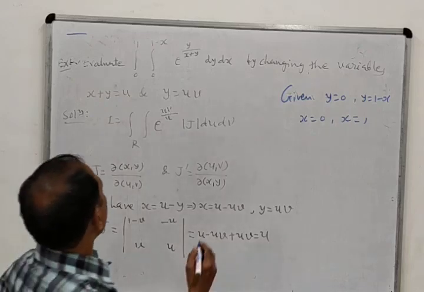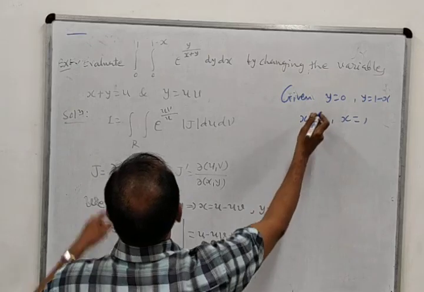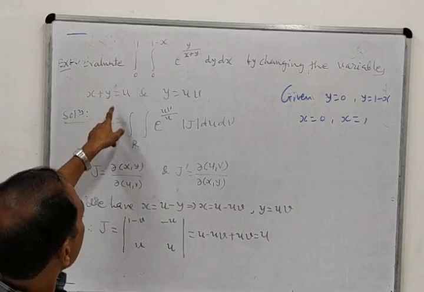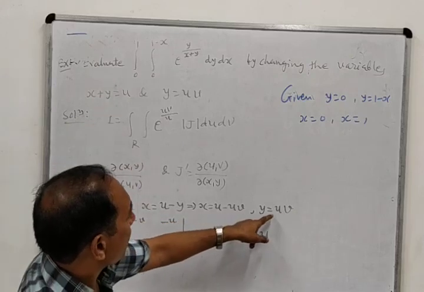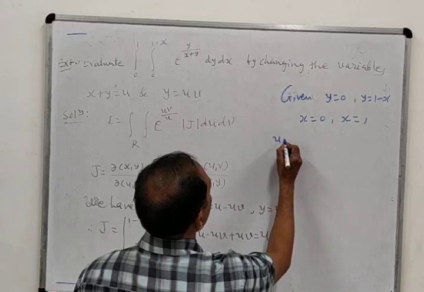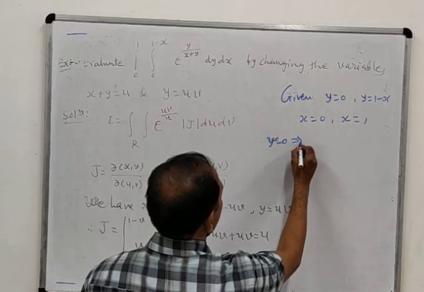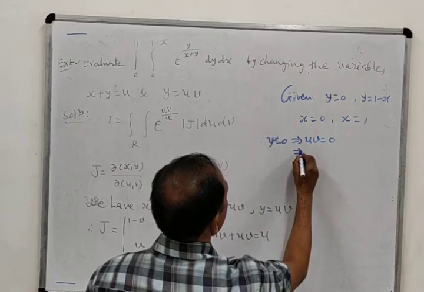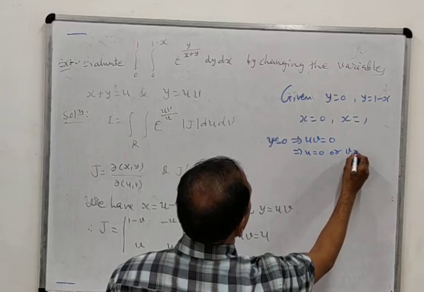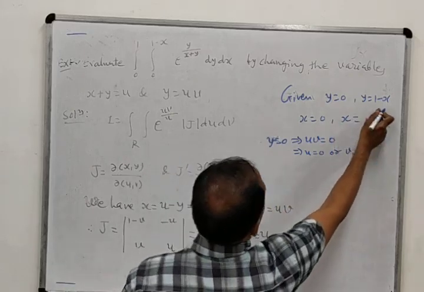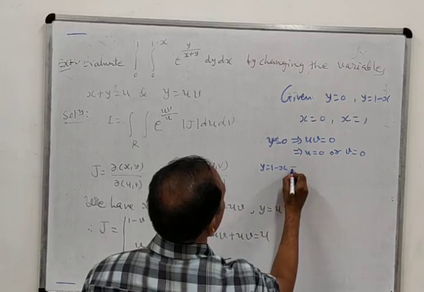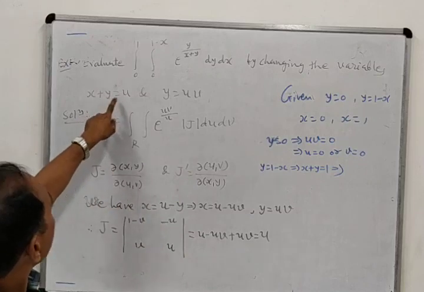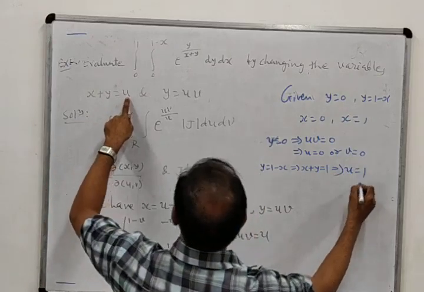So what will we do here? When y equal to 0, if we put y equal to 0 here, we have u into v equal to 0. This implies that u equal to 0 or v equal to 0. When y equal to 1 minus x, this implies that x plus y equal to 1, that means here u equal to 1. You can see u equal to 1.